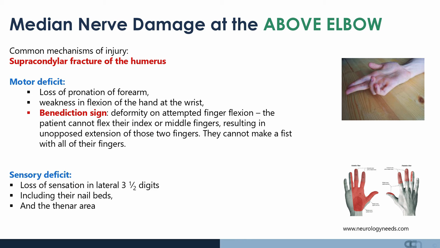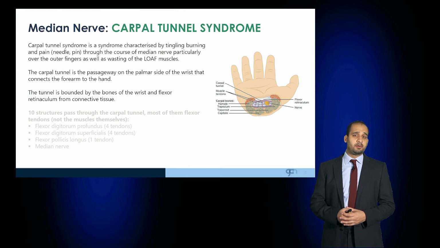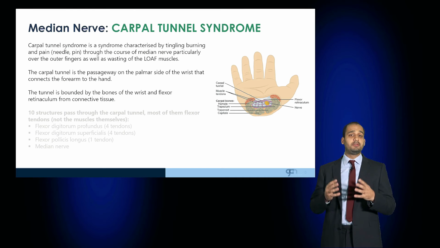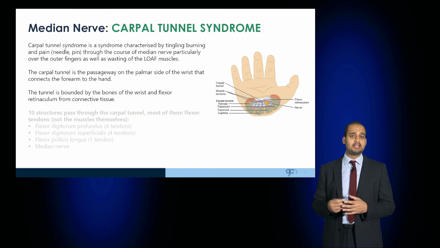You would expect a sensory deficit over the lateral 3.5 digits, as well as the nail beds and the thenar eminence. The median nerve travels through the carpal tunnel. Carpal tunnel syndrome is a syndrome characterized by tingling, burning, pain, pins and needles over the area supplied by the median nerve, particularly the outer fingers, as well as the region innervated by the LOAF muscles.